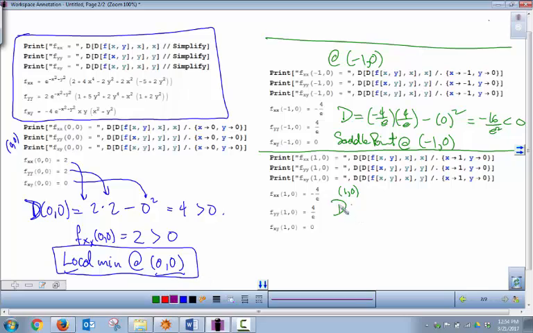Should do this in a different color. So the discriminant at (1, 0) is the same thing as the previous one, negative 4 over e times 4 over e minus 0 squared, which is equal to negative 16 over e squared, which is less than 0, and that gives you another saddle point.